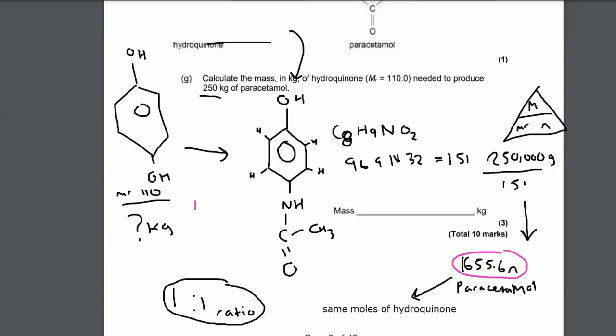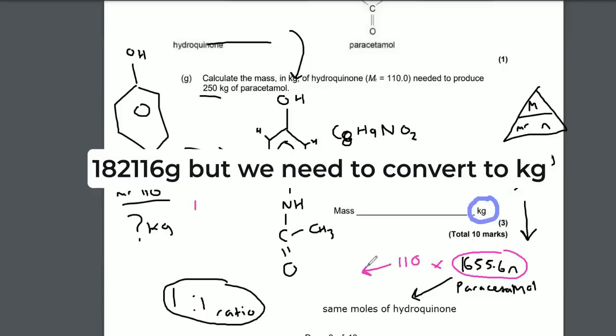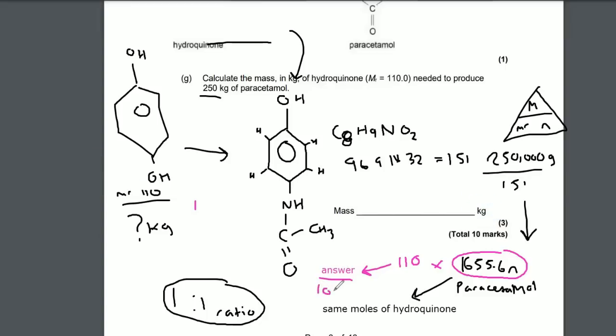And what we're going to get when we do that is 182,116 grams. But don't forget, we need to convert that to kilograms. So take that answer from your calculator and divide by 1,000, and you'll convert that into kilograms. And that's going to end up being 182.116 kg. Now we can round in A-level chemistry to 3 significant figures, so we can just call it 182 kilograms. And there you go. That's your answer for 3 marks.